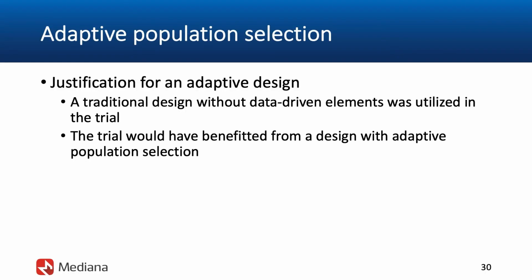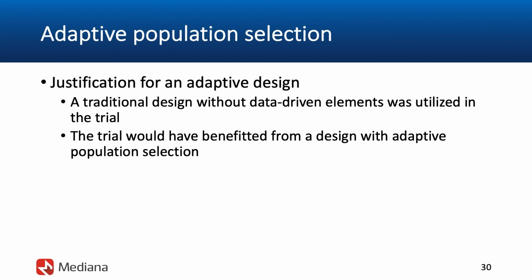Looking at the general justification for an adaptive design in this particular case, I've already briefly talked about this. As we said, a traditional design without any data-driven elements, any data-driven decision rules, was utilized in the trial, but I believe, and I'm going to illustrate this fact, that an adaptive design would have helped the sponsor of the Saturn trial to pursue two objectives in a single trial much more efficiently.